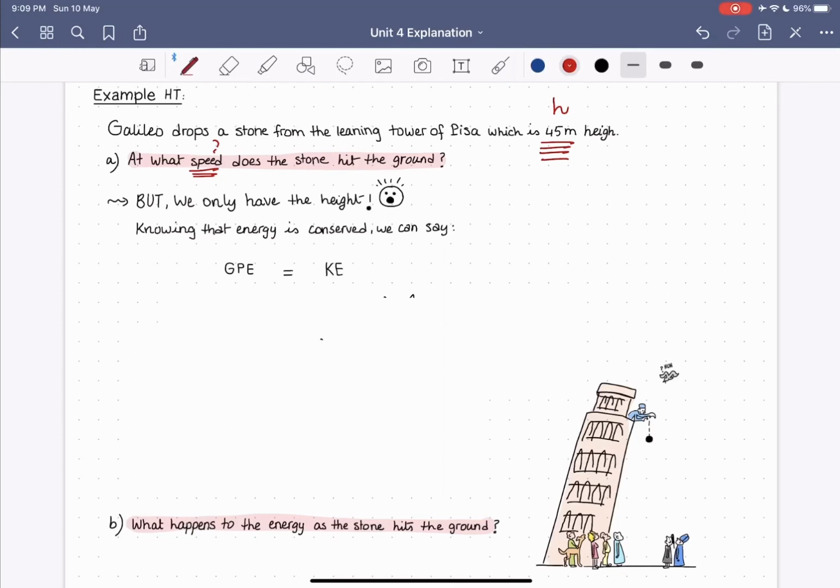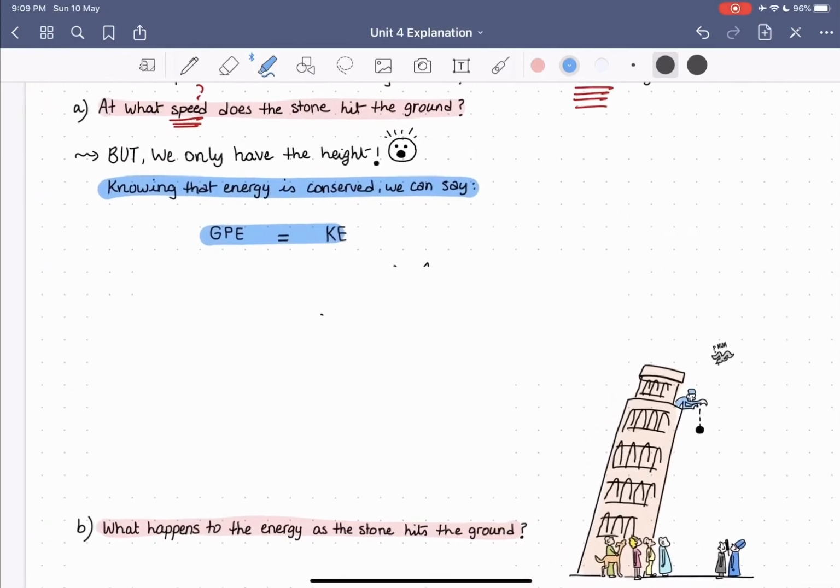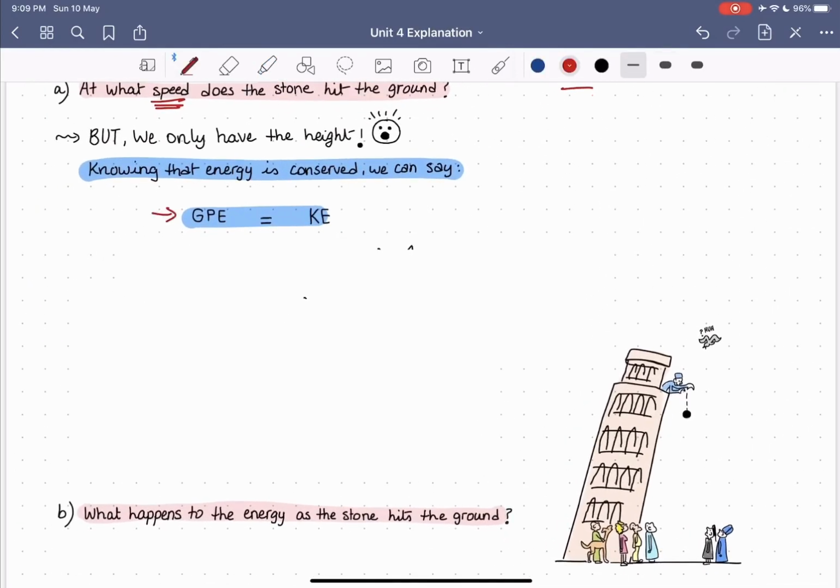It's true, but we also know something really important, that is the energy conservation. We know that GPE and KE are equal to each other. We know that the loss in GPE is going to be equal to the gain in KE. So just state the formula. What do you know about GPE? GPE is mgh. And what do you know about KE? KE is half mass velocity squared.